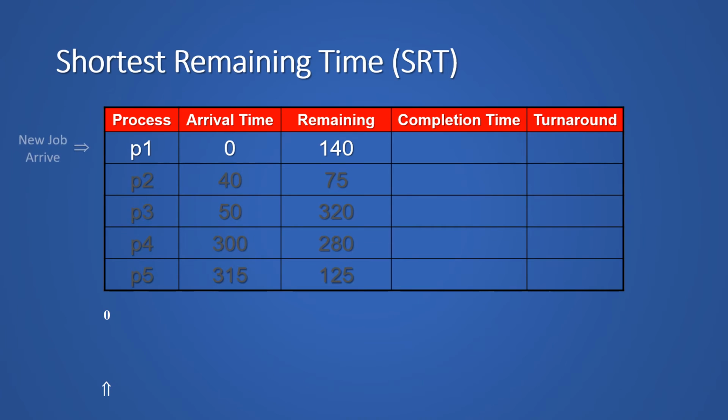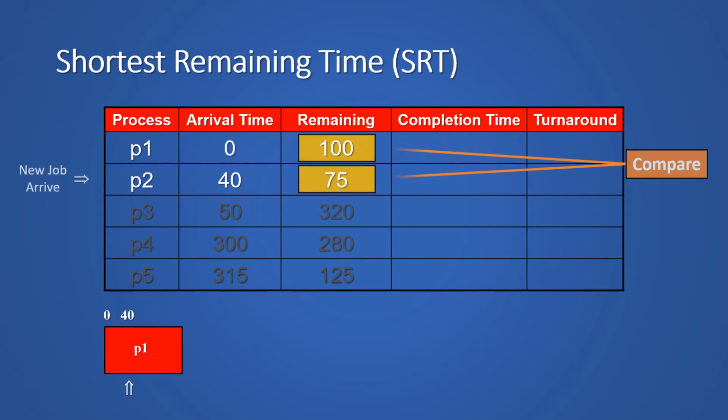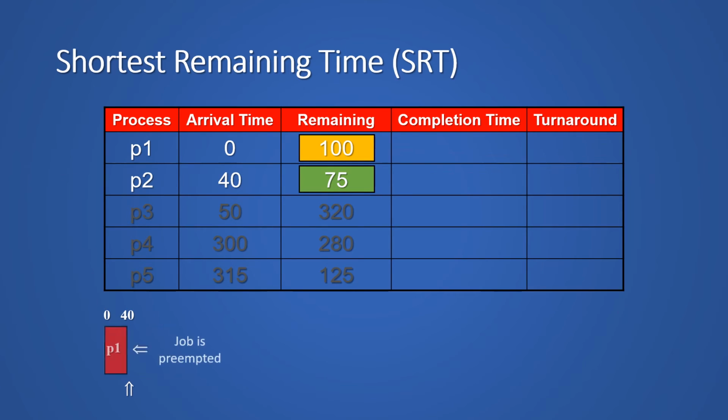Job P1 arrives at 0 seconds and starts first. While executing P1, job P2 arrives at 40 seconds. Job P1 stops and the remaining time becomes 100 seconds. After that, the operating system compares the remaining time of P1 and P2. P2 has the shorter remaining time, so it executes first.